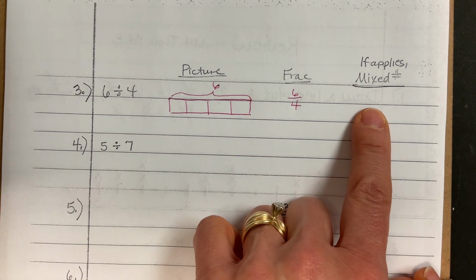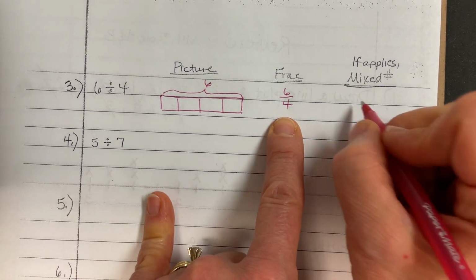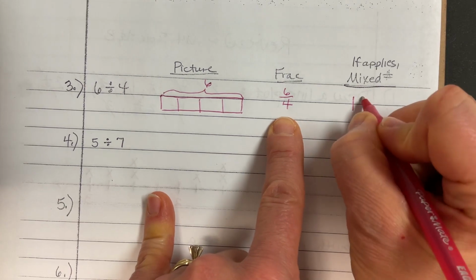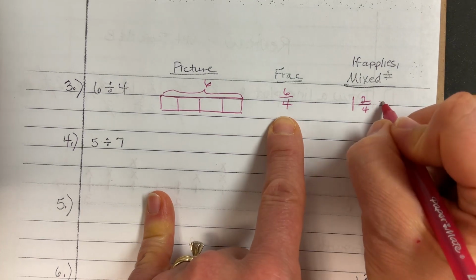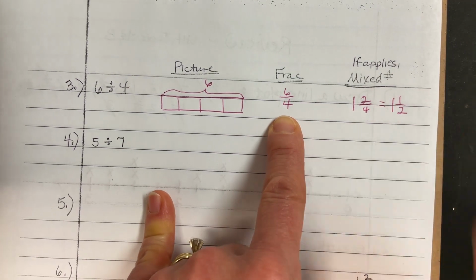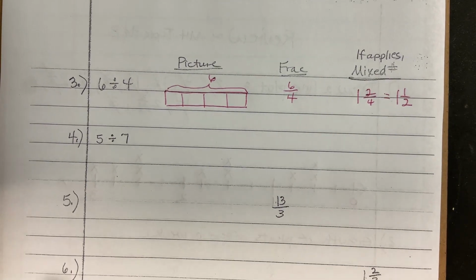Okay, and then a mixed number does apply because this is improper. 4 goes into 6 one time with 2 left over. So 1 2/4, or you could simplify that to 1.5. Okay, so you might pause and try this and then come back and check yourself.